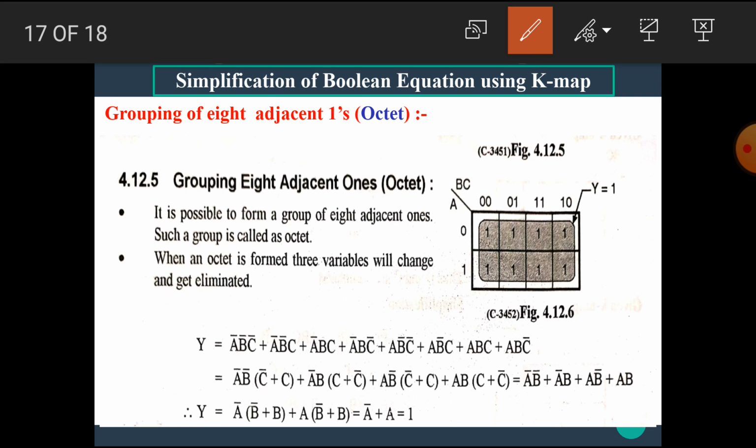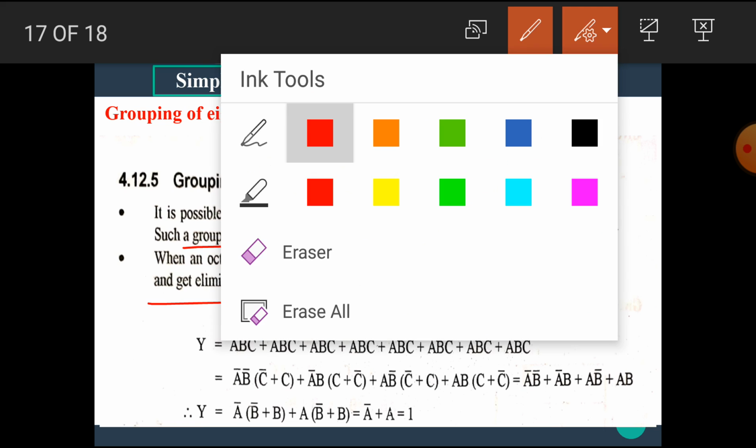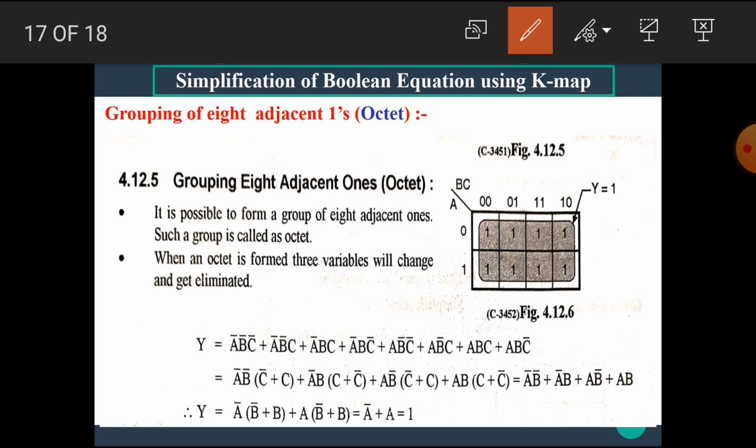Now let's see the grouping of 8 adjacent ones or octet. It is possible to form a group of 8 adjacent ones, and such a group is called an octet. When an octet is formed, 3 variables will change and get eliminated. That means the Kmap of 3 variables is shown here, and in this Kmap all the boxes have the value 1, hence we can make it the octet. Okay, then we can simplify it by our procedure.